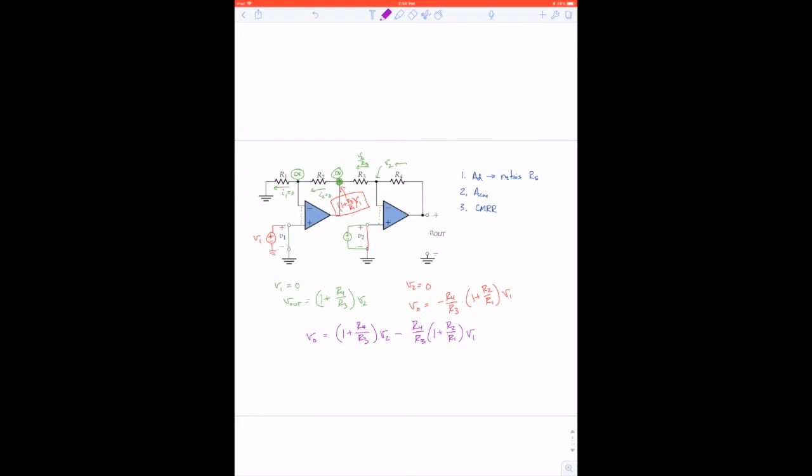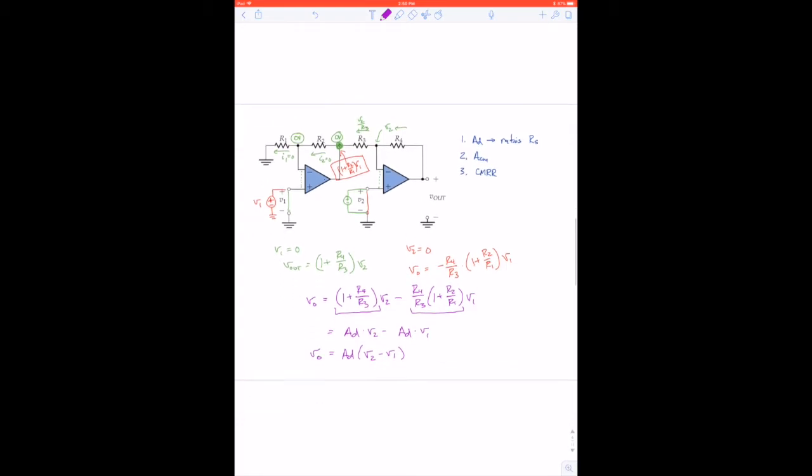And this becomes a difference amplifier when the constant term in front of V2 is the same as the constant term in front of V1, because then we can write this expression as A sub D times V2 minus A sub D times V1. And that is the difference amplifier, with A sub D as the difference gain. So for that to be true, we need to set those two constant terms equal to each other.